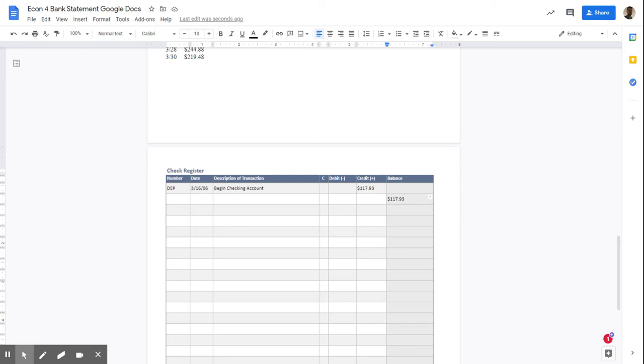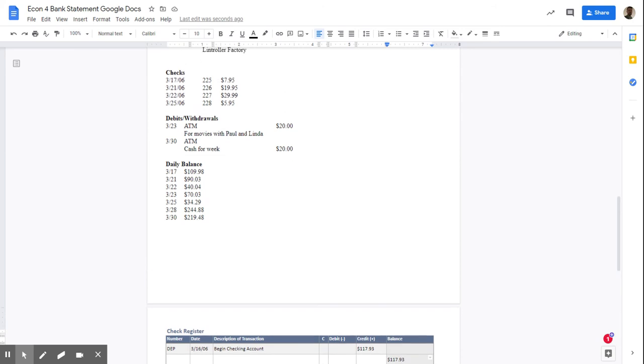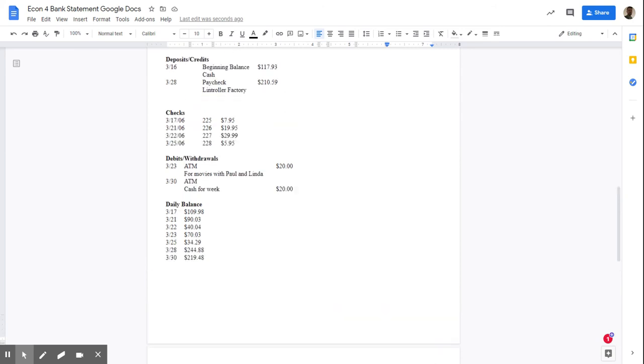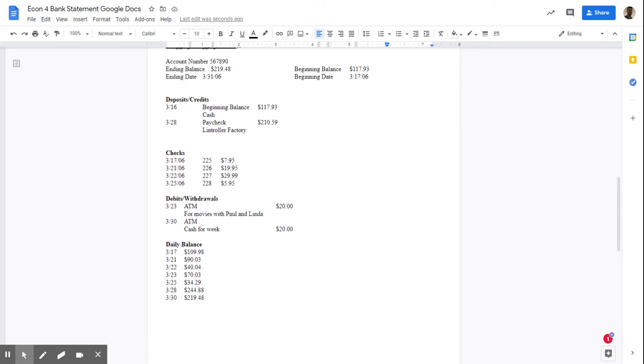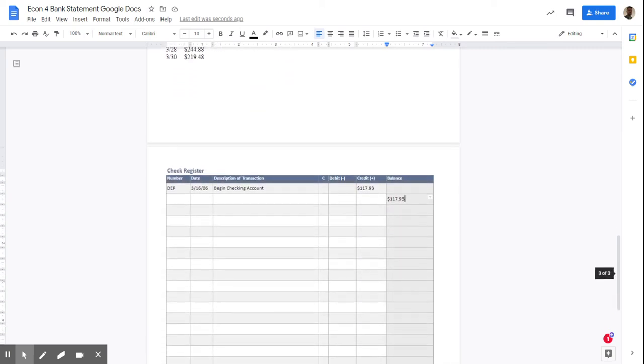Then we look for the second transaction. So if we look back here, it looks like the first transaction happened on the 17th after the original balance was put in. So there's the 16th, this is the 17th. It looks like that's the next one. So he immediately went out the next day and wrote check number 225. And he did that on St. Patrick's Day, 3/17/06.